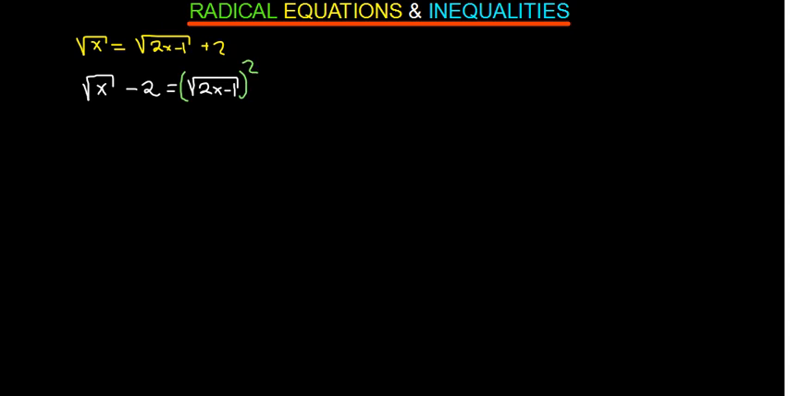Now please, never square these two individually. Never do that. These two are on the same side of the equation. So if you want to square them, put them together in brackets and then put a square there. If you don't do that, you are going to get it wrong.